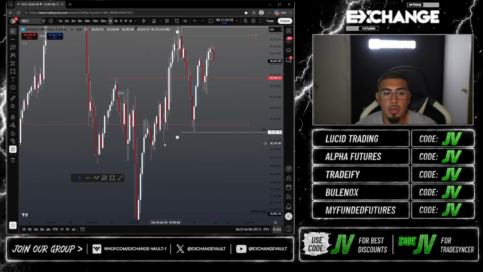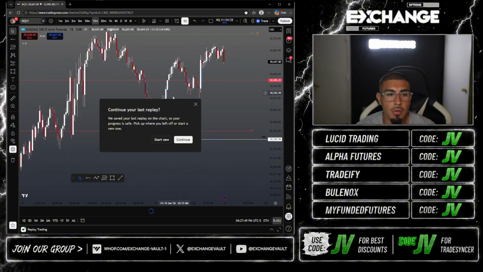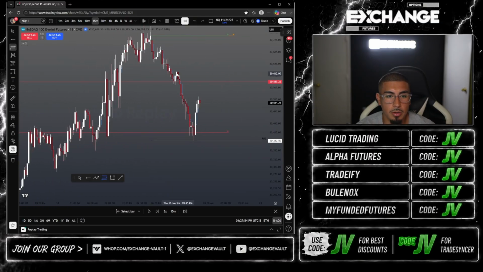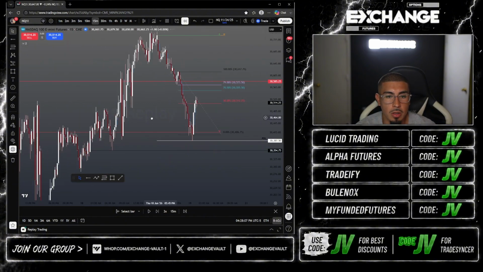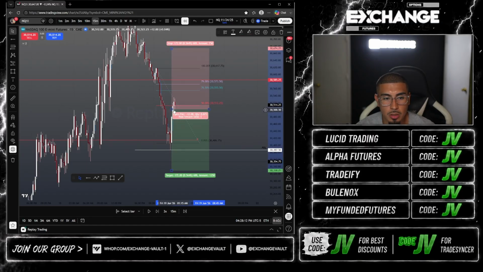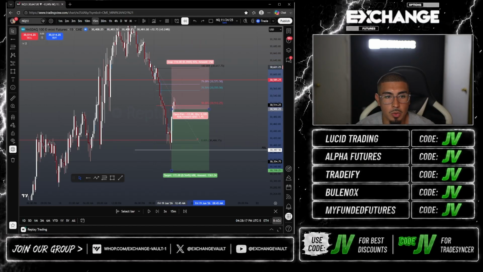I was targeting the 4-hour low here. I was playing the 15-minute setup, which was here. I remember my fill was 30,500. So I was targeting the 4-hour low. Make sure I mark it up again real quick. My 4-hour order block here. Cool. All right. So I had an entry at 30,500, which is right here, and my stop loss was 620.